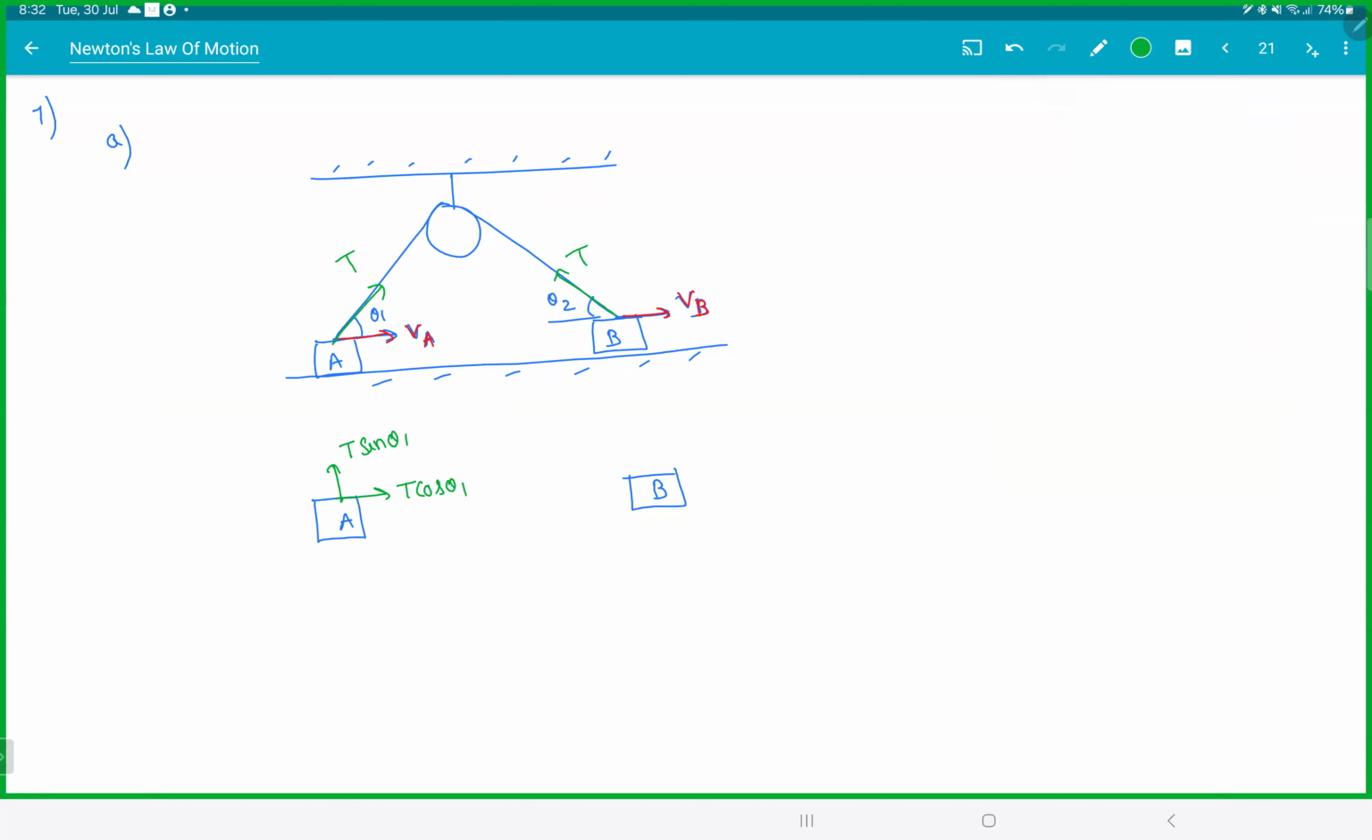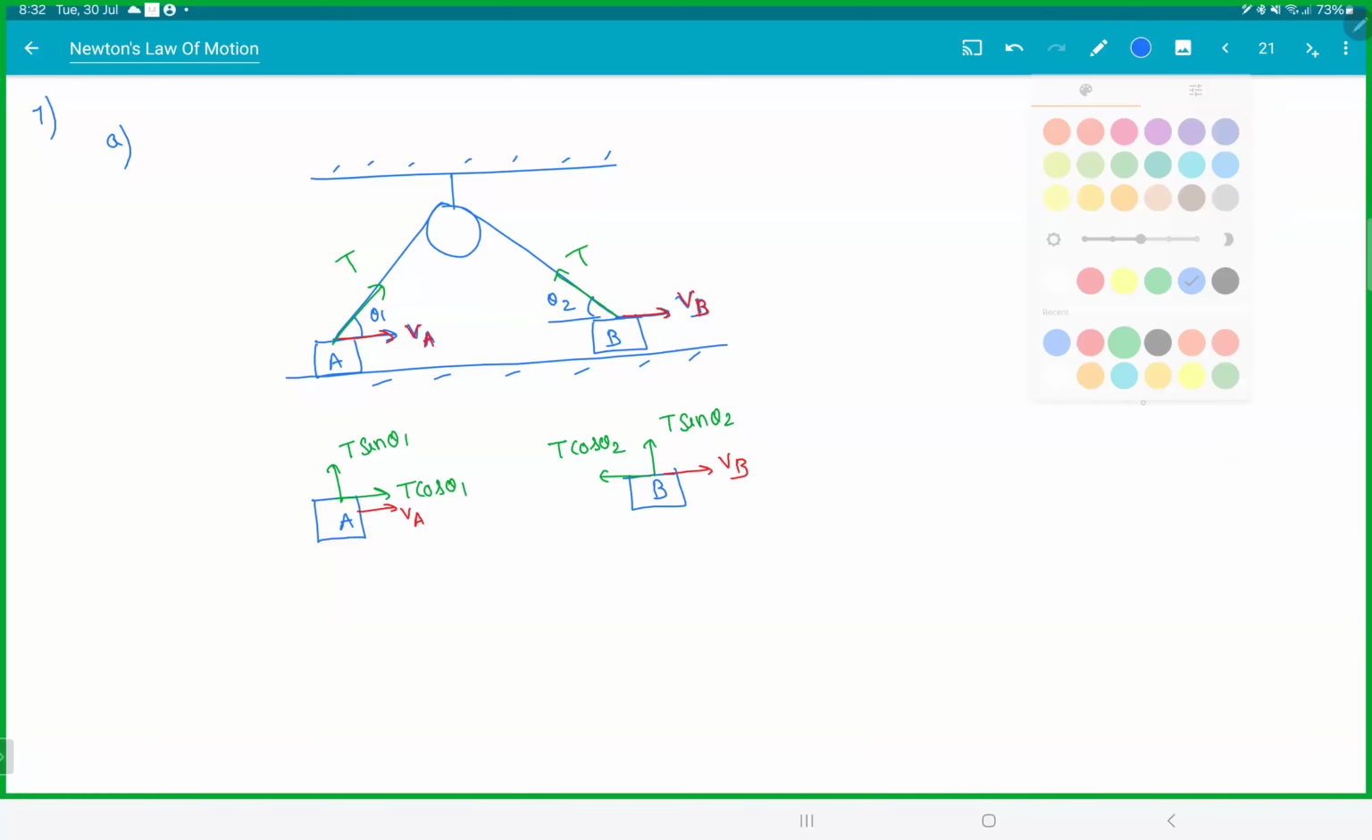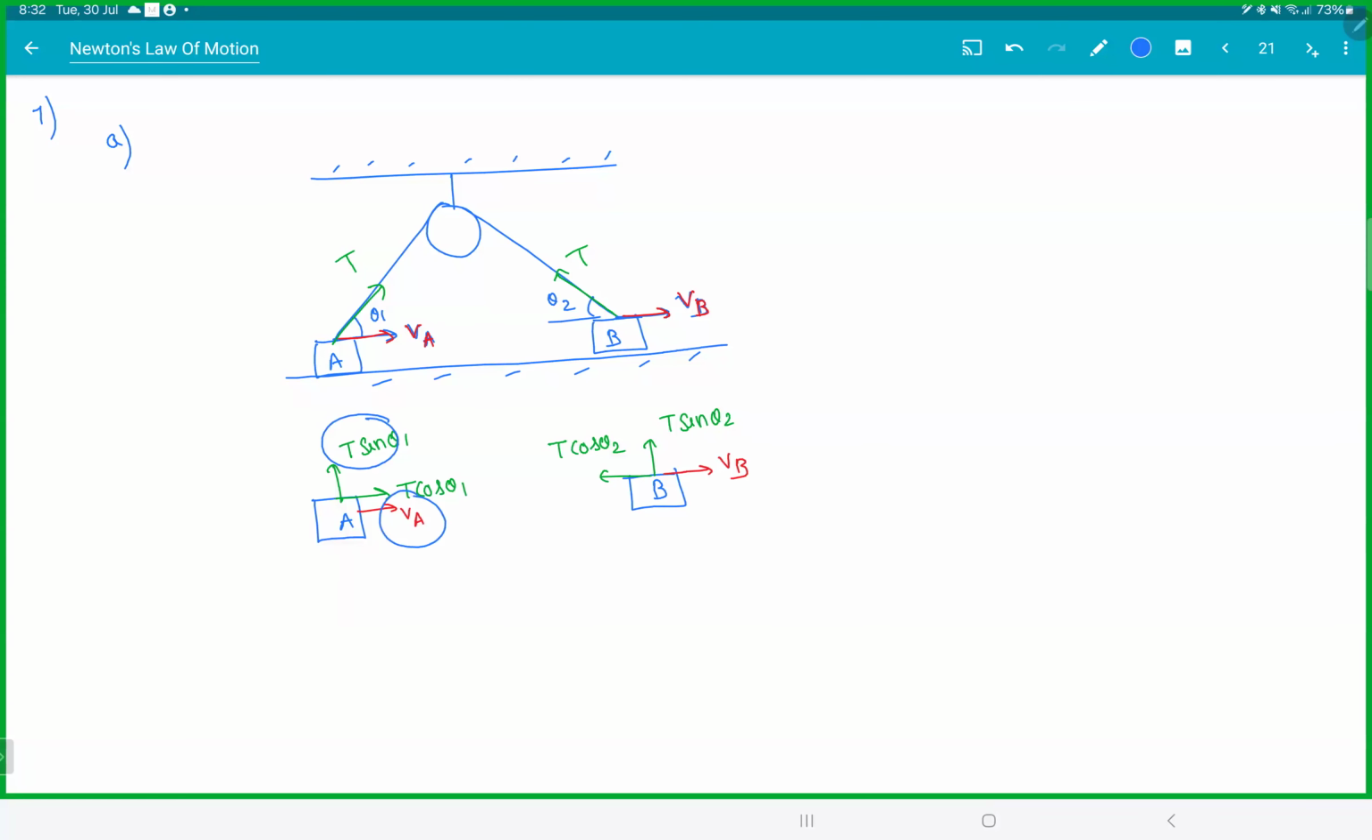Because sometimes you have multiple strings attached, so you'll get confused. Dividing into components will keep your life easy, whatever the angles are. Tension is the same anyway. Now this guy is going with VB and this guy is going with VA. So when you take the power, which tensions are responsible for the velocities? Can the vertical component ever help for VA? So only the horizontal components, the components along the tension, will matter.